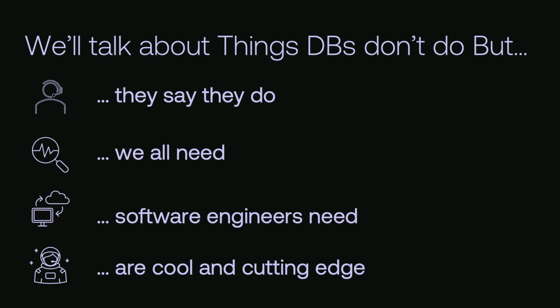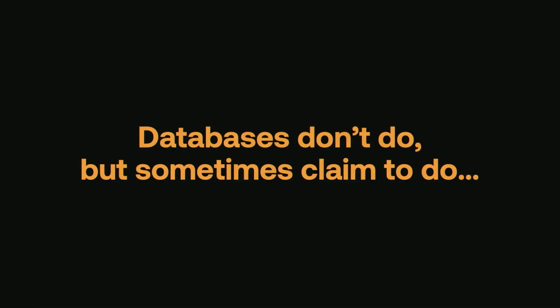Okay, so there are a few categories of things that databases don't do. I'm going to have one or two examples in each category. Things that databases don't do, but actually claim to do. Things that everyone needs and databases don't do. Things that software engineers specifically need and databases don't do. And then some things that may be a bit more futuristic, although honestly, they become less and less futuristic by the day, so who knows.